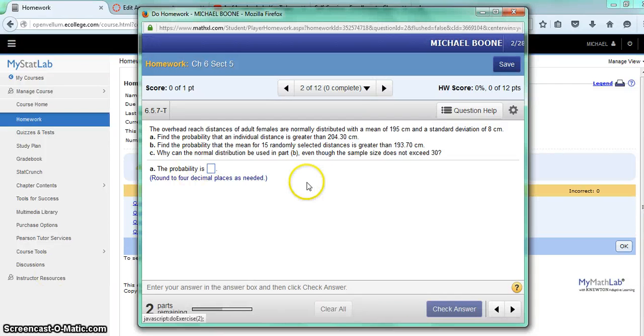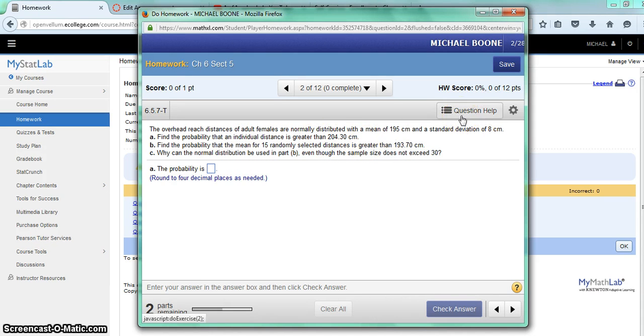All right, a couple problems from Chapter 6, Section 5. The overhead reach distances of adult females are normally distributed, so that's important, with a mean of 195 and a standard deviation of 8. Find the probability that an individual's distance is greater than 204.3.